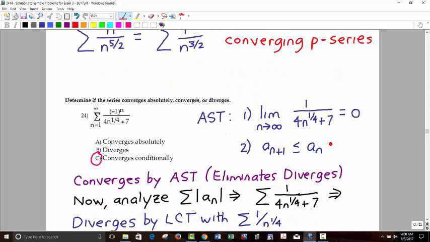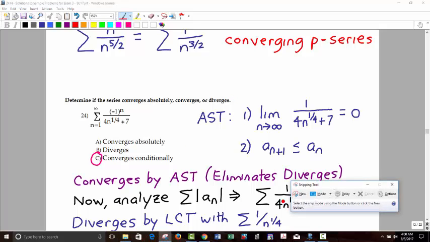All right, how about this? Absolutely, conditionally. Looks like, well, you know what? This should say conditionally up here. Absolutely converges or diverges. That's okay. That's not good. Let me see if I can.